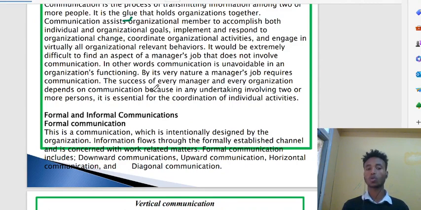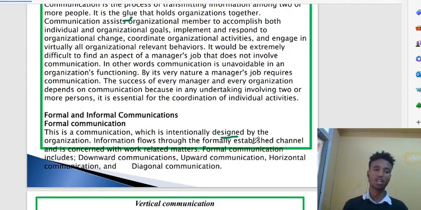There are two forms of communication that happen at the organizational level. Those are formal communication and informal communication. In the case of formal communication, it is a type of communication which occurs at the organizational level, which is intentionally designed by the organization. Information flows through a formally established structure, through the channel, and is concerned with work-related matters.